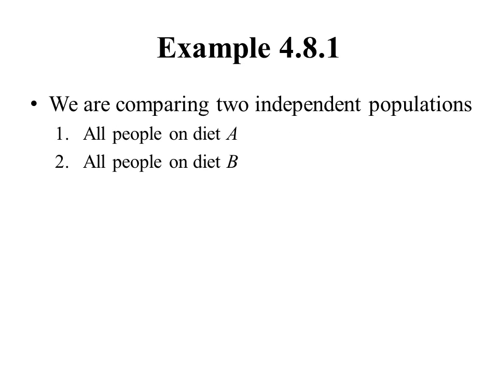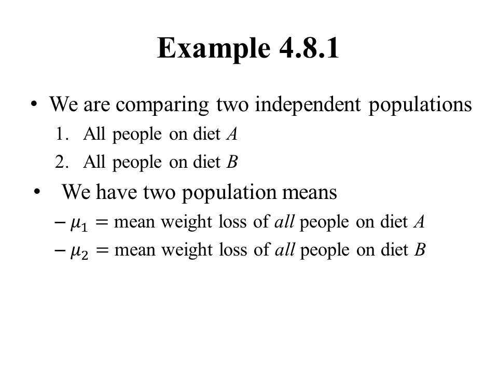And so let's make a couple of observations here. Very similar to the first example, we are comparing two independent populations. We're interested in all people on diet A and then all people on diet B. And within those two populations, we have two population means.